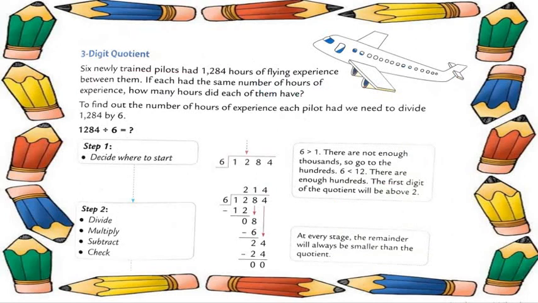Okay, now we move on to the 3-digit quotient. It's very easy and very simple. We know about the 4-digit quotient. How can we do the 4-digit quotient? So here the 3-digit quotient is very easy. Only these 2 steps I am going to explain now.